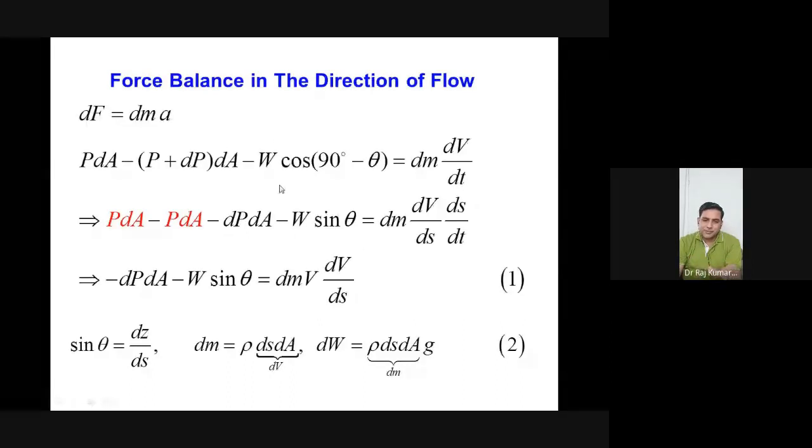Simplify it. If you do that, you will get the next line here. And from here, in place of dv upon dt, I just converted this into this form: dv upon ds multiplied by ds upon dt. I can do it this way. There is no problem here. This is just mathematics.